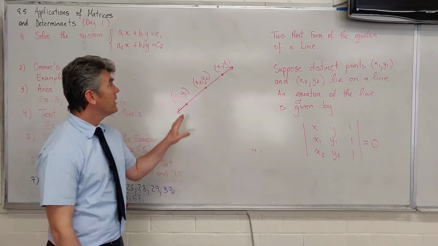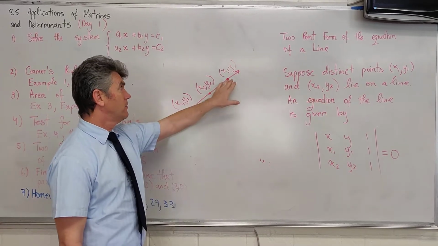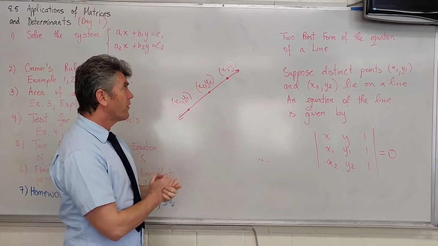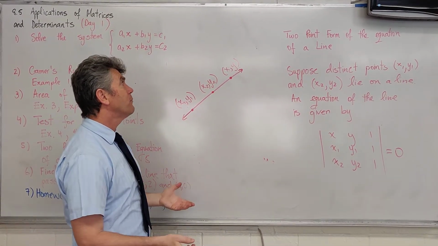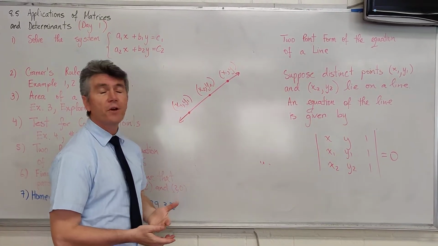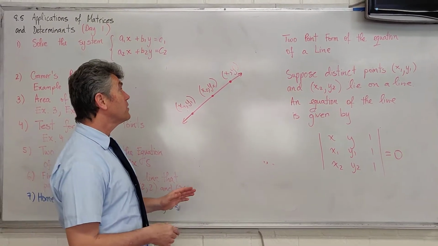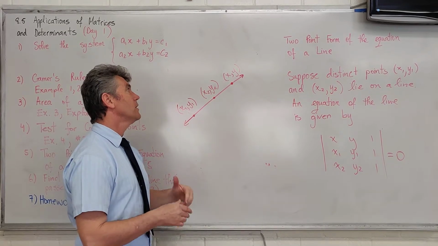Suppose that we have 2 distinct points that lie on a line, and we put a third point. This is an arbitrary point, an unknown point, and because we don't know where that point is, we say it has coordinates x and y. The only thing that we know is that the 3 points are collinear.